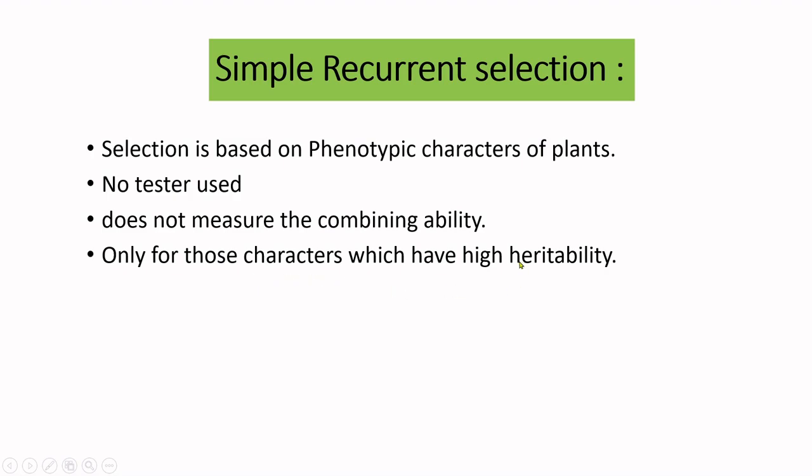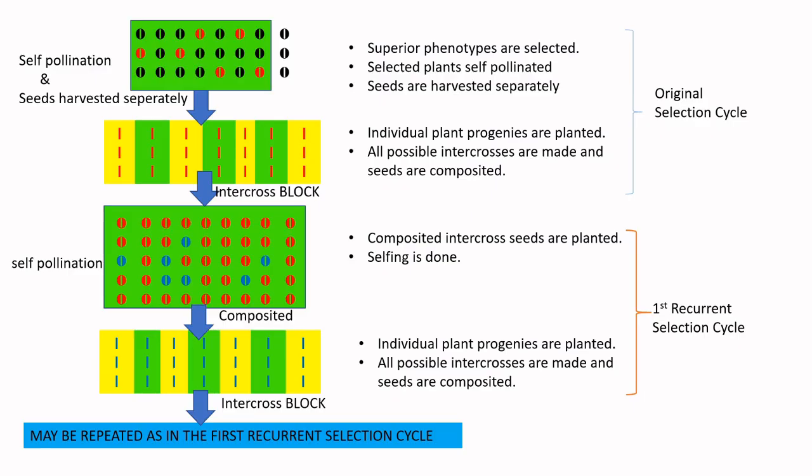It is only for those characters which have high heritability. For those characters which are usually governed by recessive genes or recessive alleles, it is not recommended. Those are recommended for recurrent selection for specific combining ability and general combining ability. So in this simple recurrent selection, we have a base population.